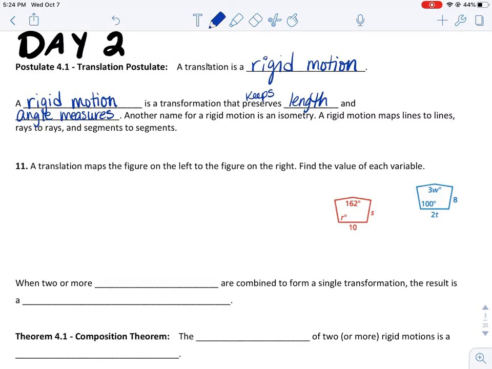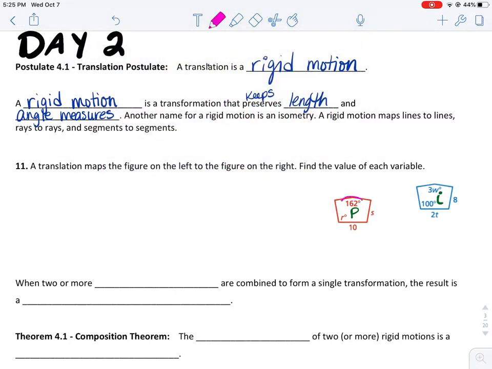So here in example 11, it says a translation maps the figure on the left to the figure on the right. So I'm going to use that trick from yesterday where I write P and I inside the figure for pre-image and image. So the figure on the left is the pre-image, becomes the figure on the right image. Okay, so now I can see red became blue. I use P for pre-image, I for image. So we need to find the value of the variables in this shape. So I see 4 variables to find. So I'm going to start at the top.